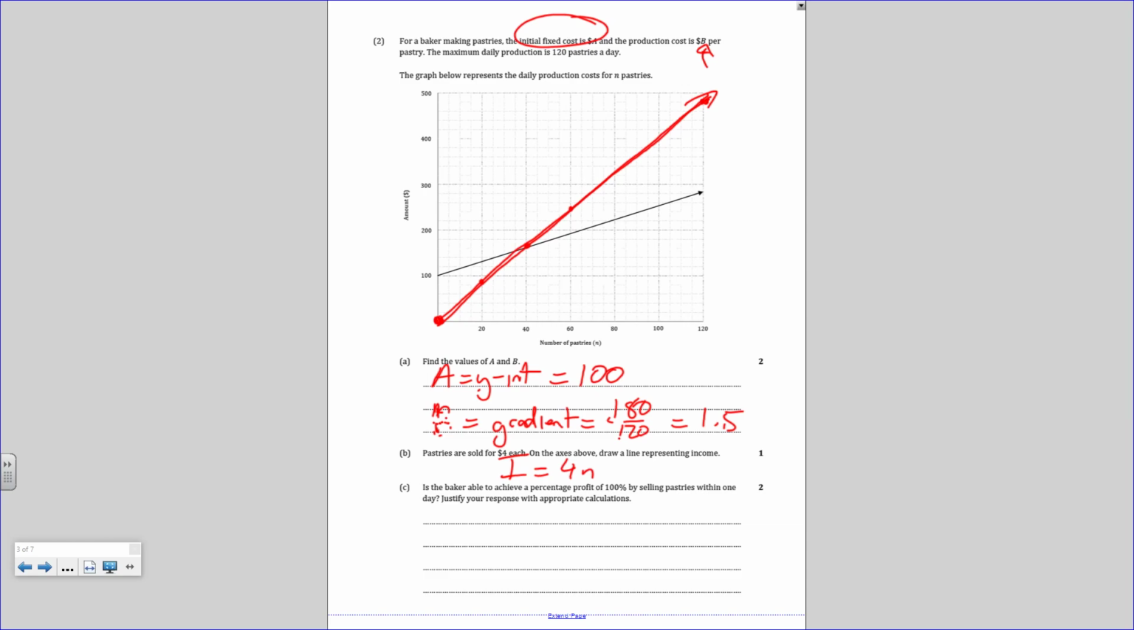And lastly, is the baker able to achieve a percentage profit of 100% by selling pastries within 1 day?